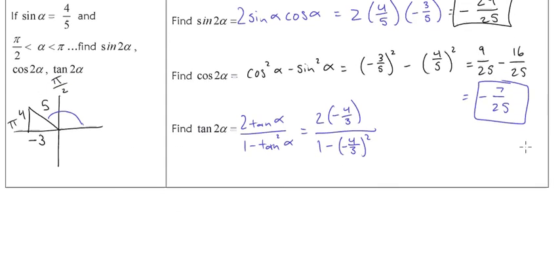That's going to be 2 times -4/3, which is -8/3, all over 1 minus 16/9. 1 minus 16/9 will give us a negative. So we have -8/3 in the numerator, and in the denominator, 9/9 minus 16/9 gives us -7/9.